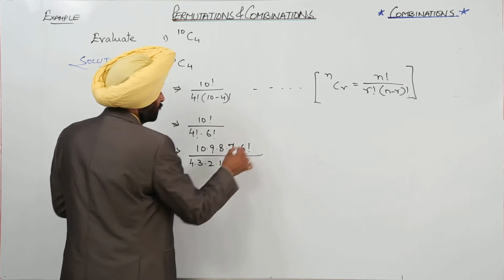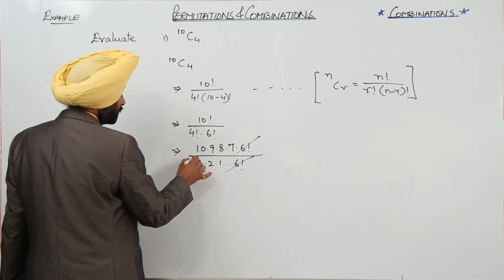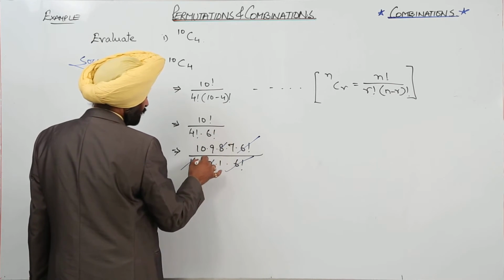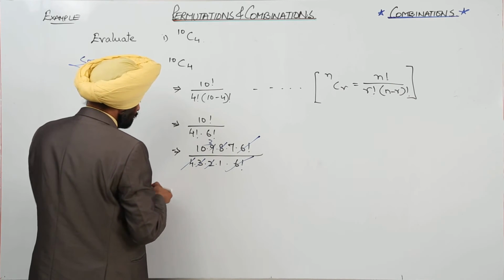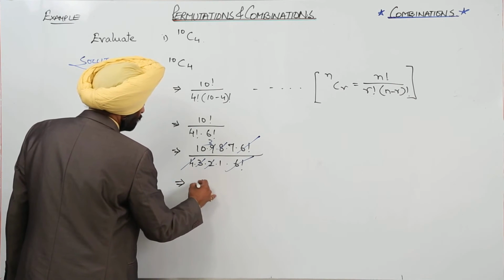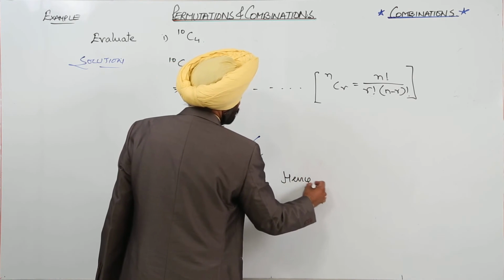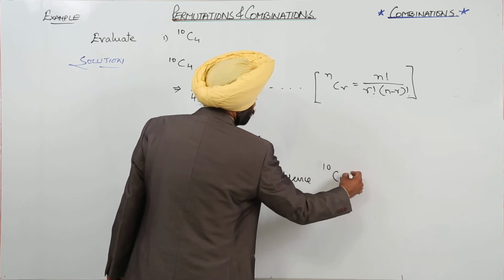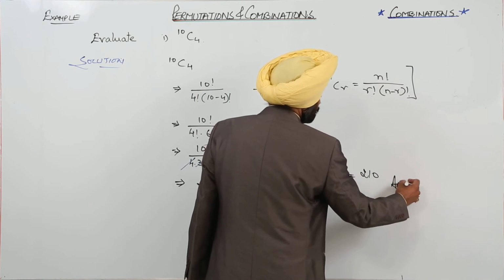Now here 6 factorial and 6 factorial cancel, and then we can cancel the remaining terms: 8 with 4 times 2, and 3 with 3. Now what is left? We are left with 210. Hence 10C4 is equal to 210. This is the answer.